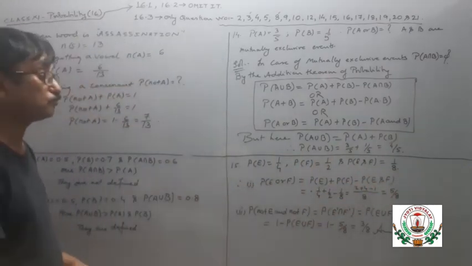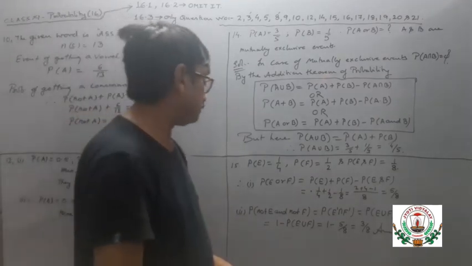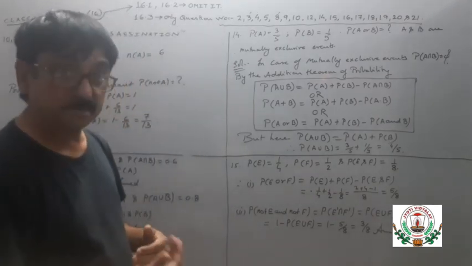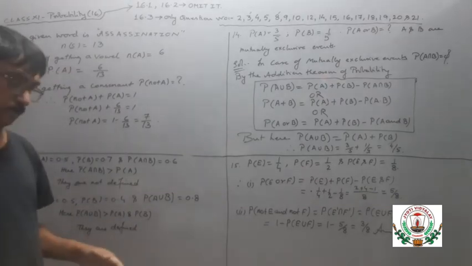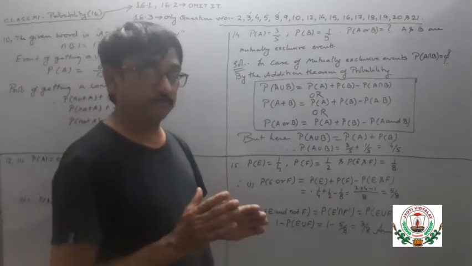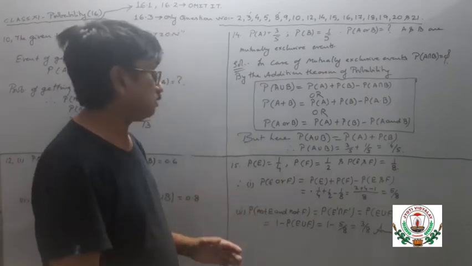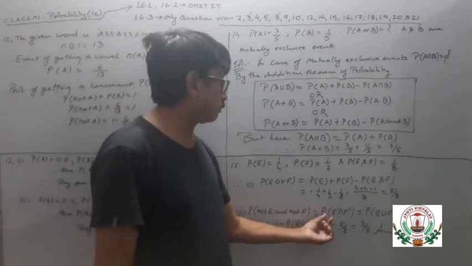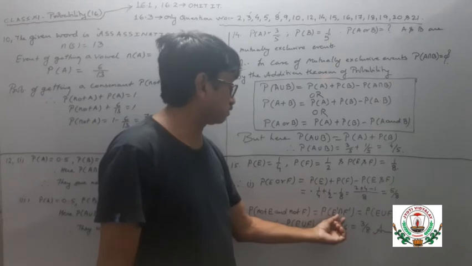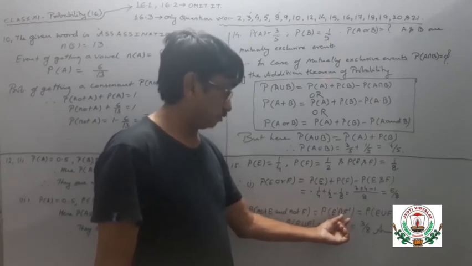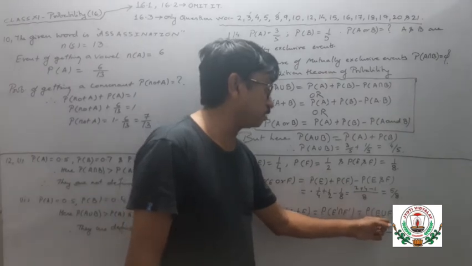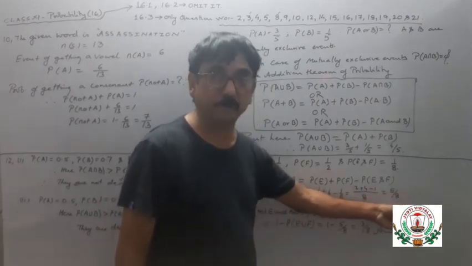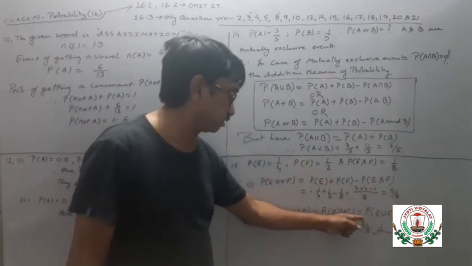Probability of not E and not F means neither the E event is a success nor the F event is a success. We remember De Morgan's law which we have studied in sets. So it is probability of E dash intersection F dash. So it will be equal to probability of E union F the whole complement. That is by De Morgan's law.